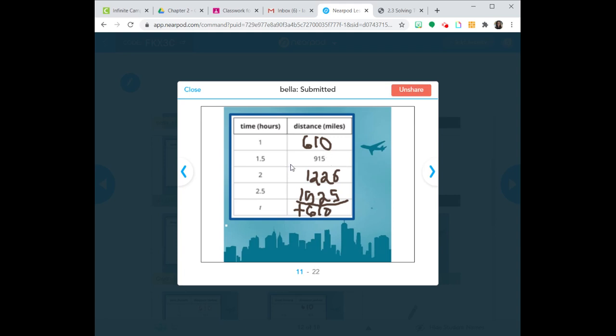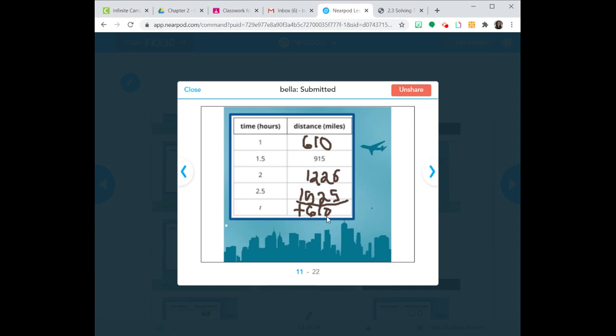So again, we talked about the constant of proportionality on the previous page. 1 hour, I go 610 miles. So then you're all going ahead and taking everything on that left-hand side times 610 and getting everything on that right-hand side. So then at the bottom, if it's any number of hours t, I can take that number of hours t and multiply it by 610. So that is exactly correct, t times 610.